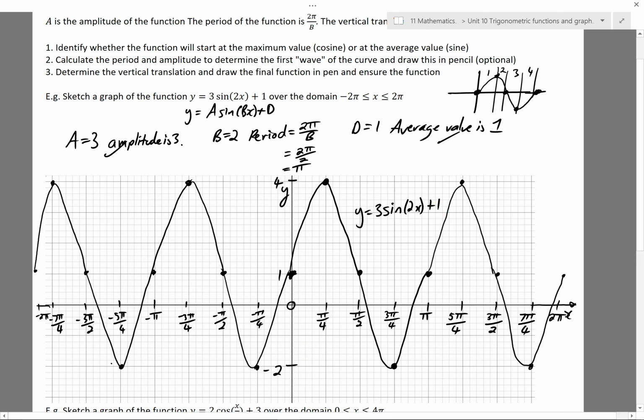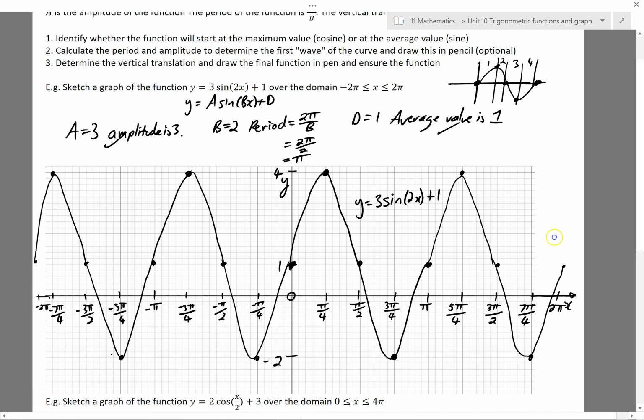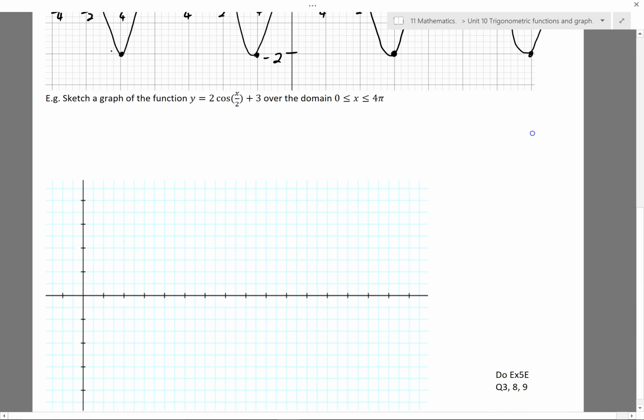Yeah, so that's what our graph looks like. If you want to find some of these interesting points, like maybe you're interested in what that x-axis intercept is, you can put 3 sine 2x plus 1 equals 0 and solve that. Okay, remember x-axis intercepts occur when y equals 0. Okay, I'll move on to another example just so we make sure you guys can do this.